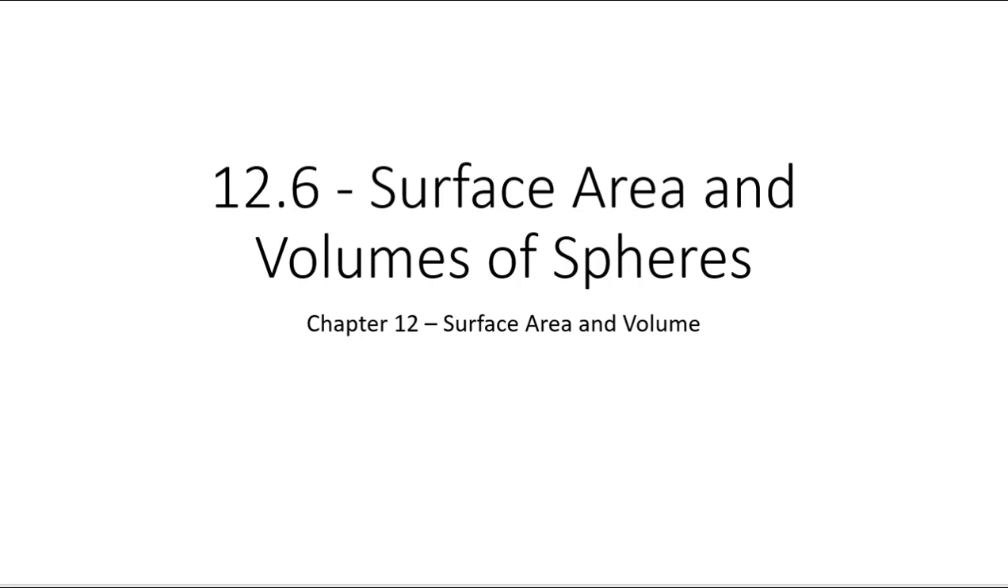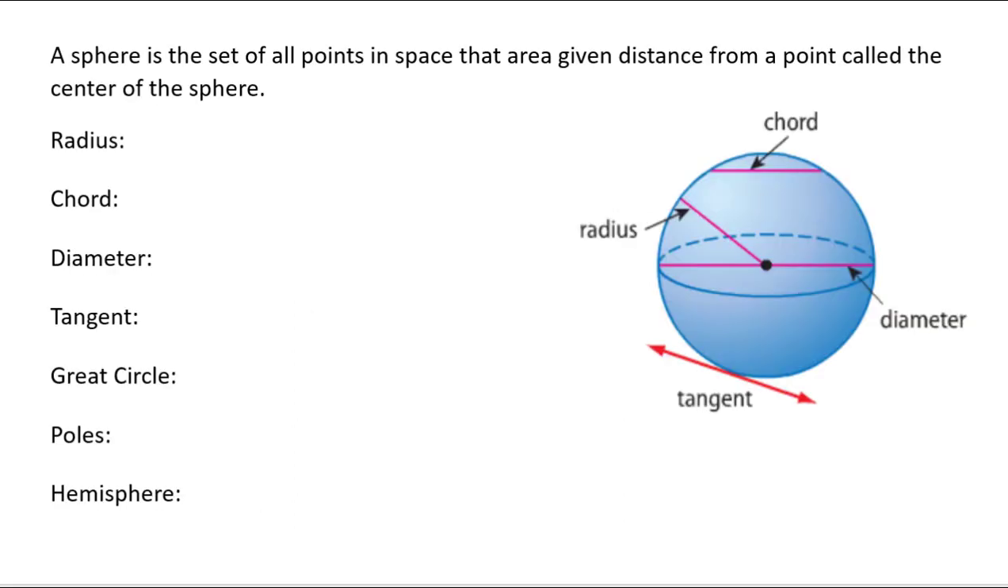Okay, today we're going to be talking about surface area and volumes of spheres. So a sphere is a set of all points in space that are a given distance from a point called the center of the sphere. You guys know what a sphere is, hopefully. It's a ball. I think about it as a three-dimensional circle.